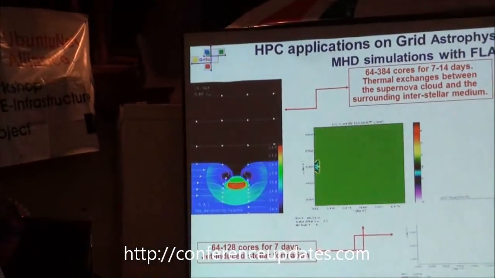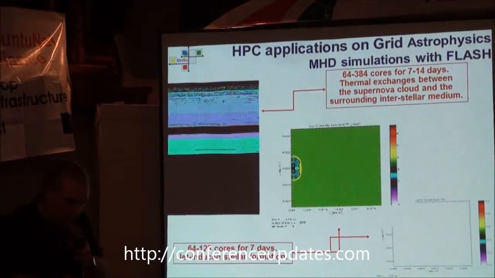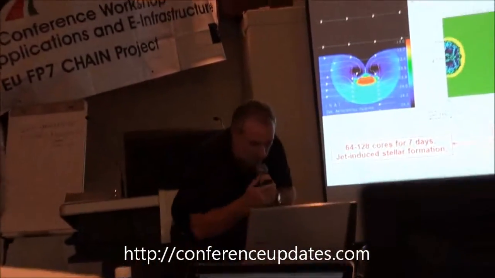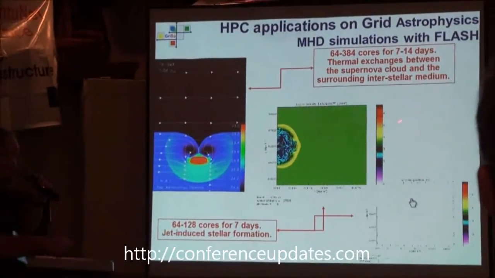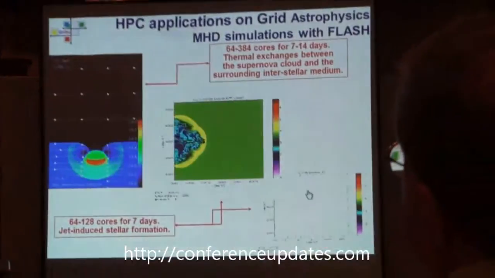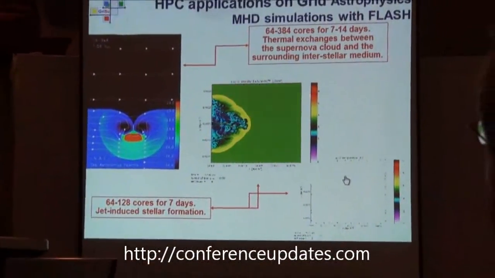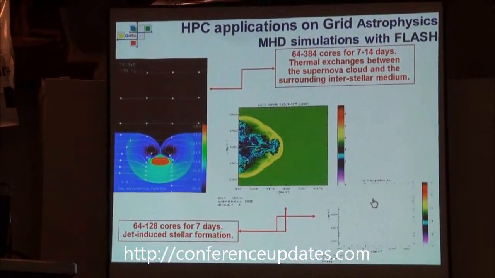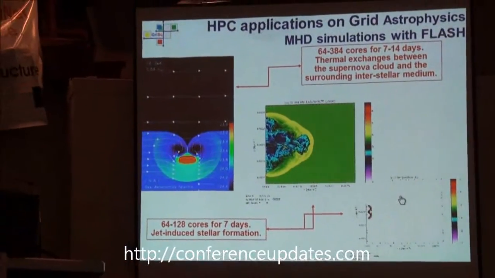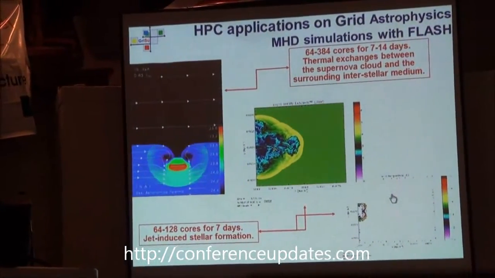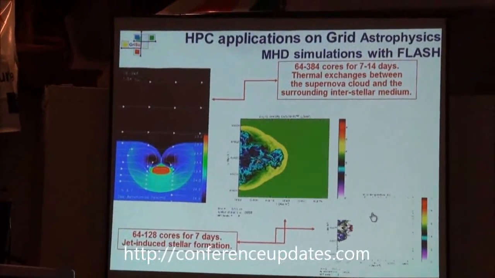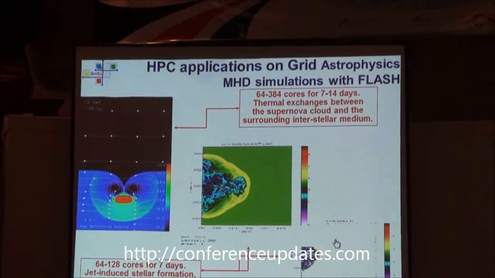This is a different thing. This comes from astrophysics, and this is high performance computing. So FLASH is a de facto standard in astronomy and cosmology, a highly parallel code, and we run this on a grid infrastructure where the sites were equipped with low latency networks. And you see, we use hundreds of cores even for one or two weeks. I mean, these are CPU years of calculation, and you cannot do this on a normal cluster. You need a grid infrastructure to run this.